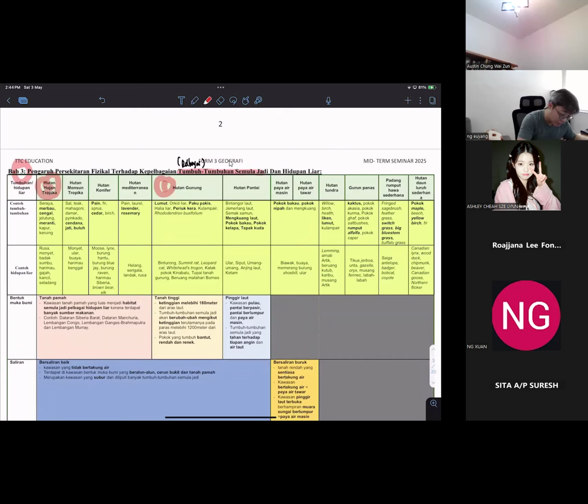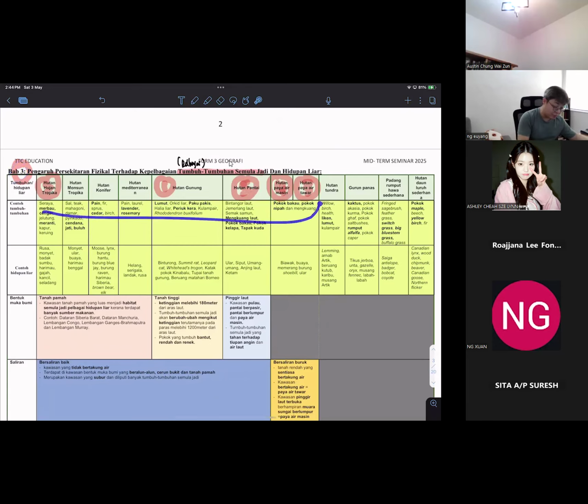Salinan buruh, right? So this is our Hutan Paya Air Tawar, followed by the Hutan Paya Air Masin, which is pinggir laut yang rendah. So the side outside the seaside will be the Hutan Pantai. So this is the 5 hutan in Malaysia. Okay, which is the part 4, right? But this is part 3.